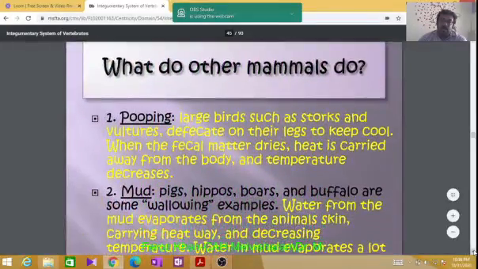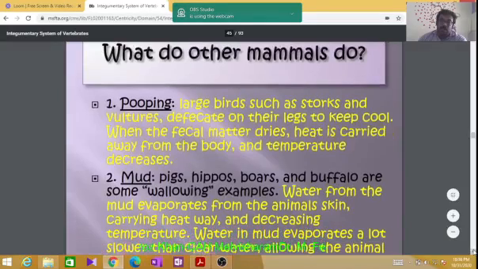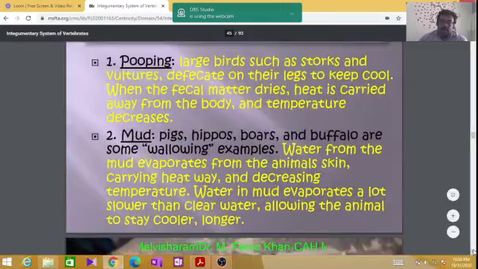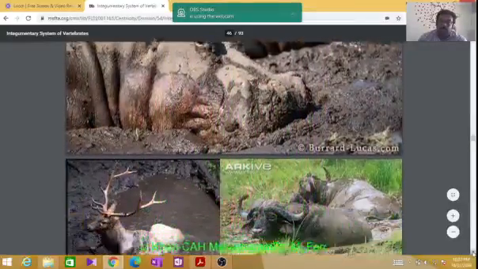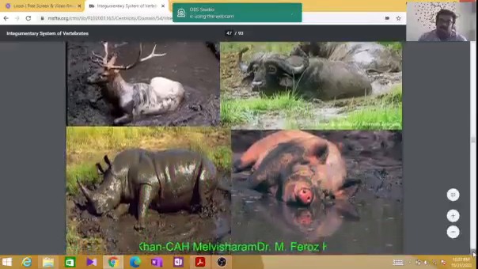Then, what do other mammals do rather than sweating? Many animals poop, that is called pooping. Large birds like storks and vultures defecate on their legs to keep them cool. Mud-wallowing animals like pigs, hippos, boar, and buffalo play with the water in the mud and mix the mud on their skin so that they avoid the heat. See what hippopotamus, deer, buffaloes, and pigs do.